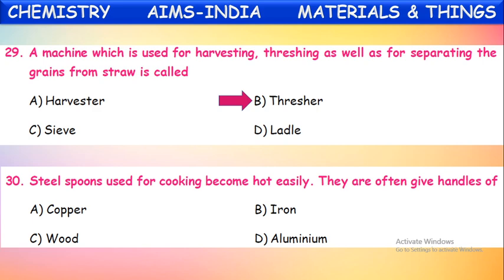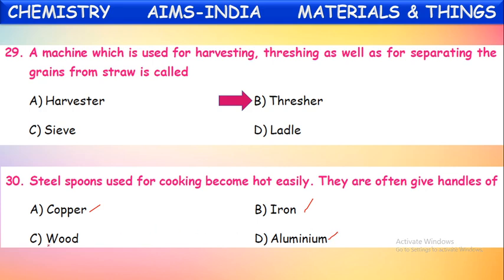The material which is a bad conductor of heat, if given as the spoon handle, won't get hot. See which is a bad conductor of heat among these four options. Copper, iron, and aluminium are metals. Metals are good conductors of heat as well as electricity. So if these are used as handles of the spoon, they immediately become hot. So no use of adding these.